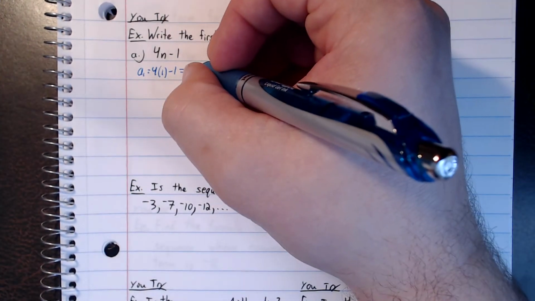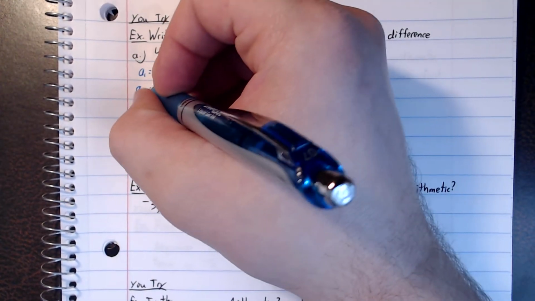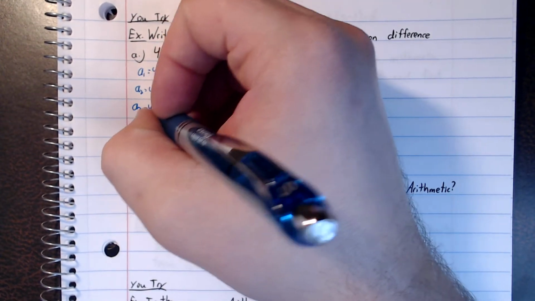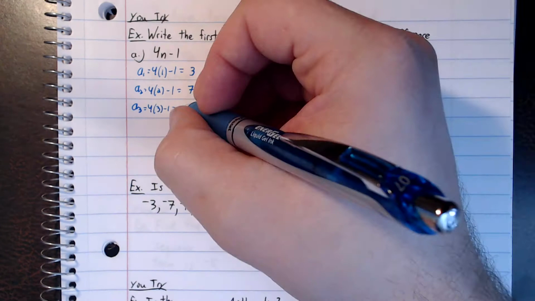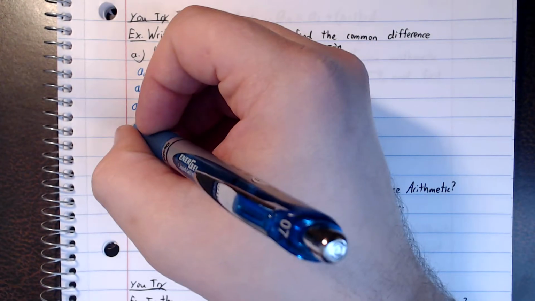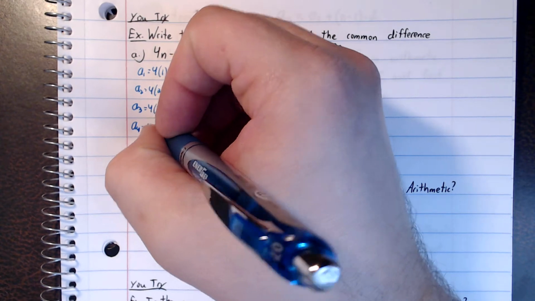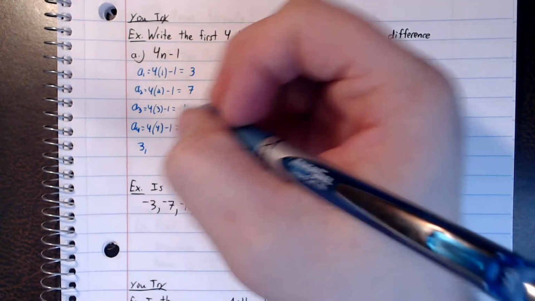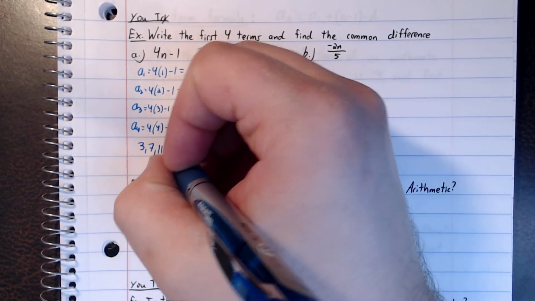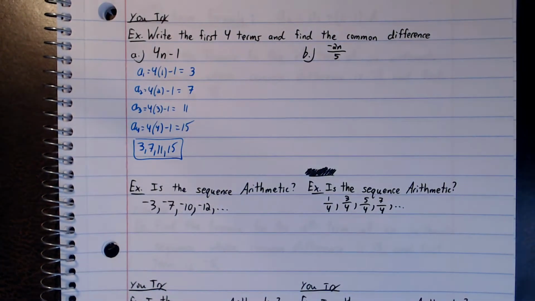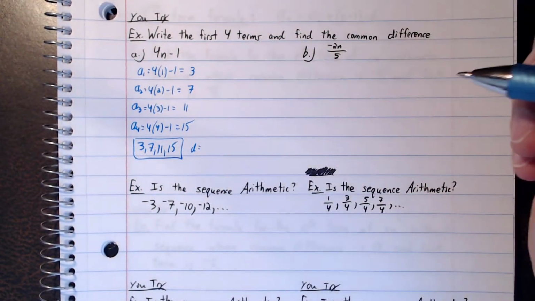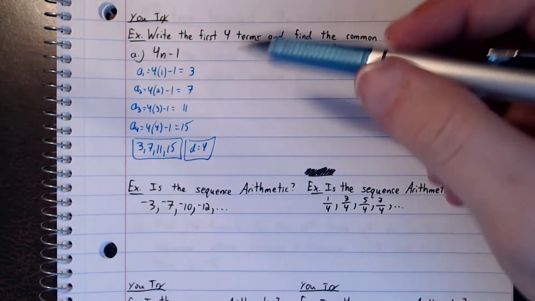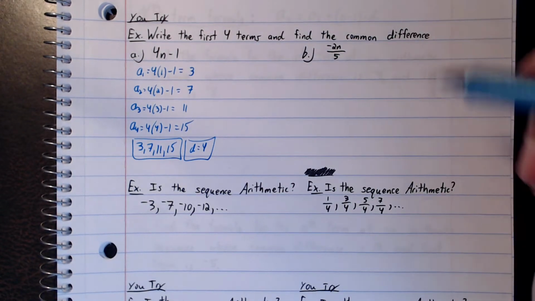So your first term, you're going to end up with 3. Second term, we get 7. Next term, we get 11. And our fourth term, we end up with 15. So here's our first four terms, 3, 7, 11, and 15. Then we want to know the common difference. 15 minus 11, that's a common difference of 4. So I'm adding 4 to each term. That looks like it makes sense.